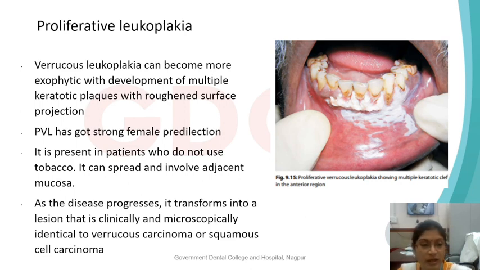So if such a thing occurs, and if it is involving adjacent mucosa also, that means multiple area involvement is there, then one should definitely go for biopsy and check for dysplastic changes, because this type of lesion has a high malignant potential.